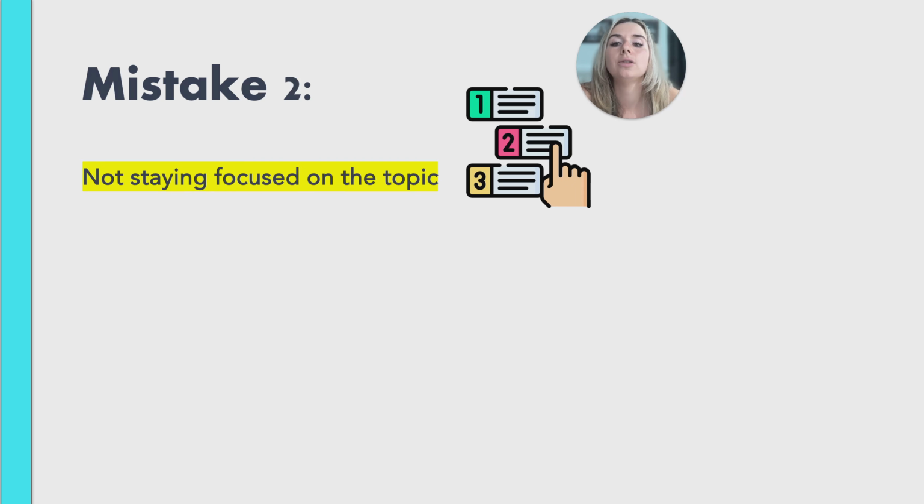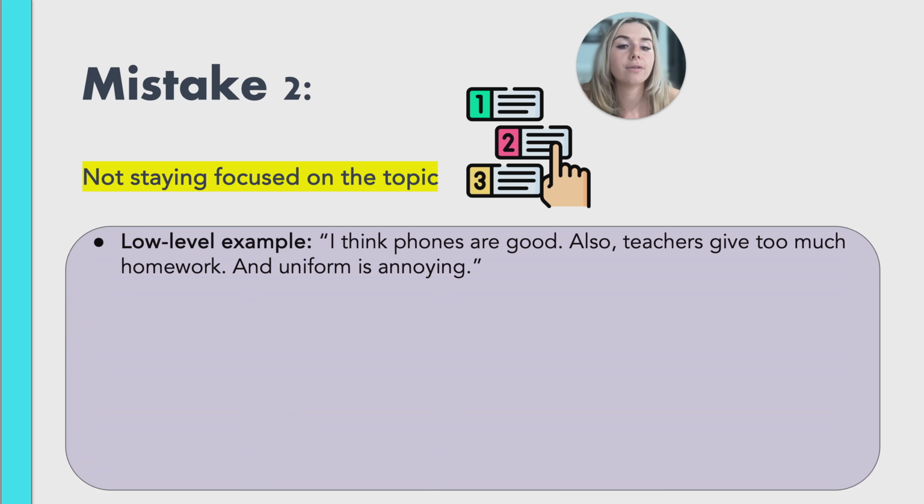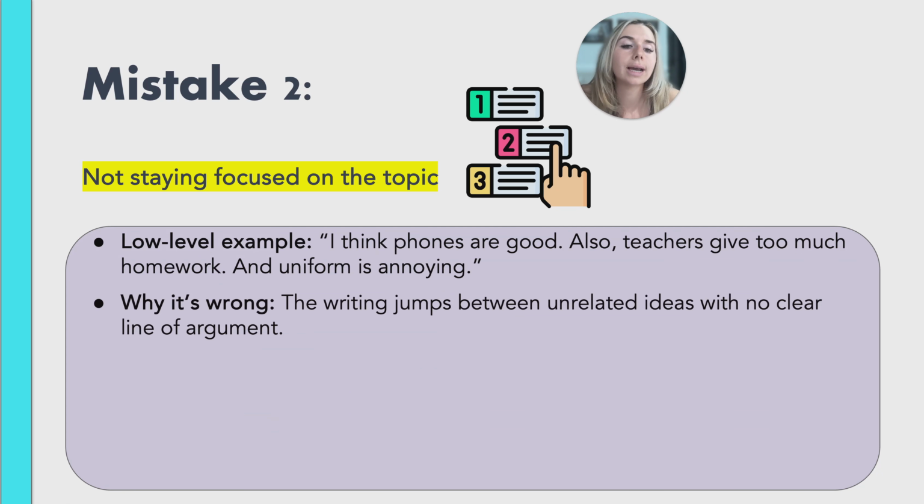Mistake number 2 is not staying focused on the topic. Now, this sounds simple, but it is done so badly all the time, and I'm going to show you how to easily fix it. So a low-level example would be, I think phones are good. Also, teachers give too much homework, and the uniform is annoying. So why it's wrong is the writer is jumping between unrelated ideas with no clear line of argument. So we're not actually focused on what the topic is, what the statement is.